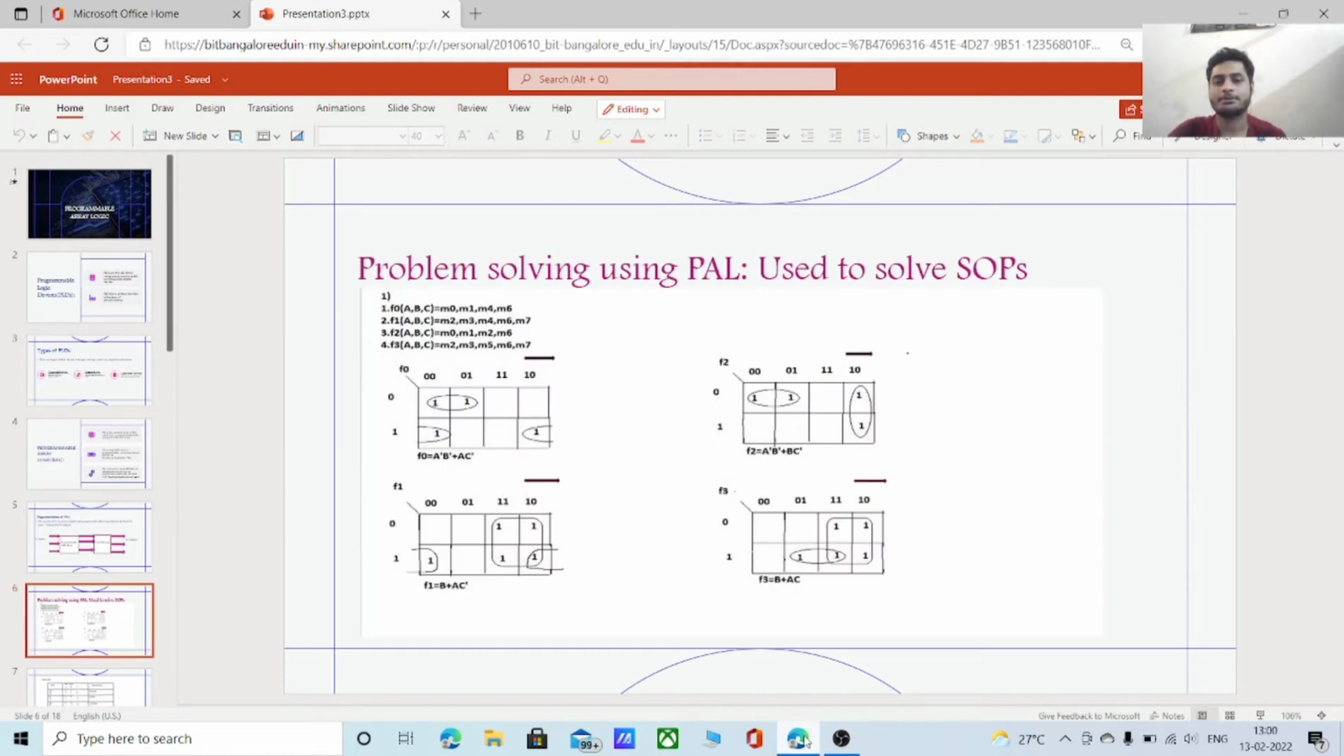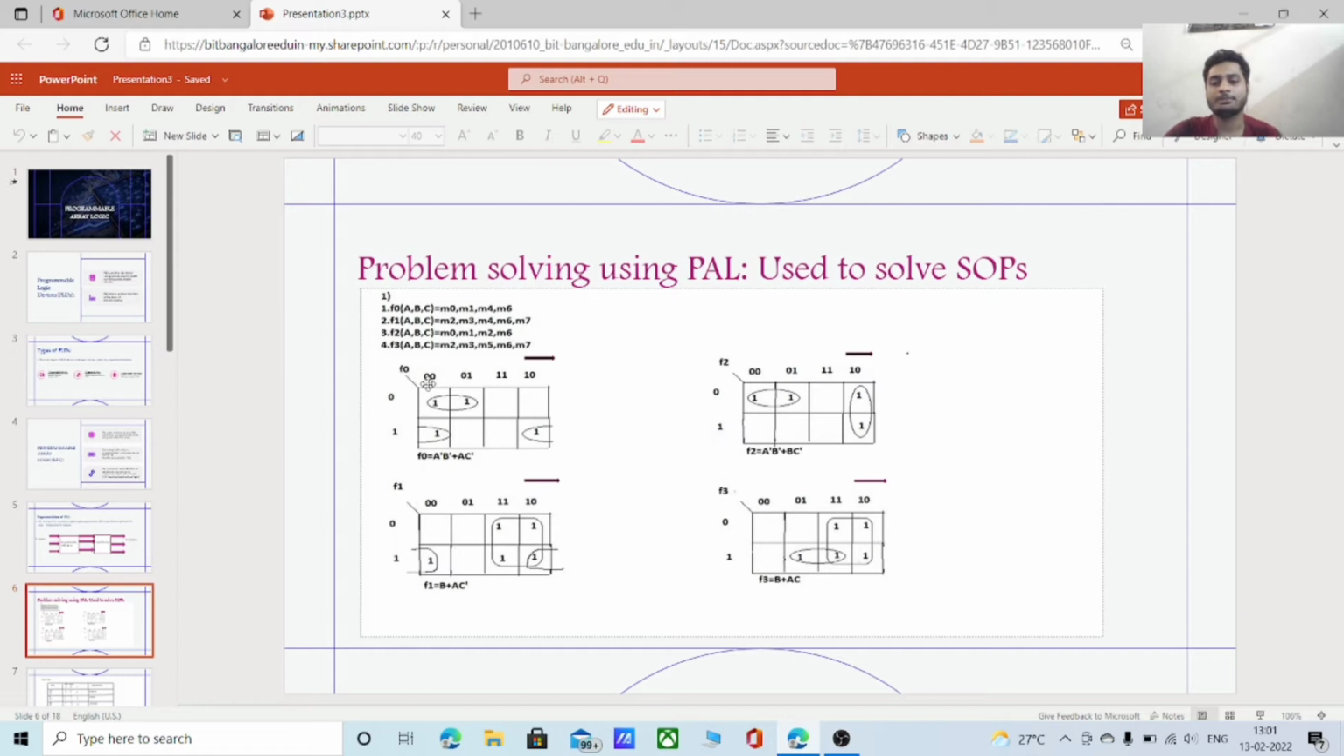Let us discuss how to solve problems using PAL. We use PAL to solve sum of products problems, or SOPs. Let's consider the first problem. In this problem, we can see the function f0 of ABC is equal to m0, m1, m4 and m6. f1 of ABC is m2, m3, m4, m6 and m7. f2 of ABC is m0, m1, m2 and m6. f3 of ABC is m2, m3, m5, m6 and m7. So we will simplify this using K-maps.